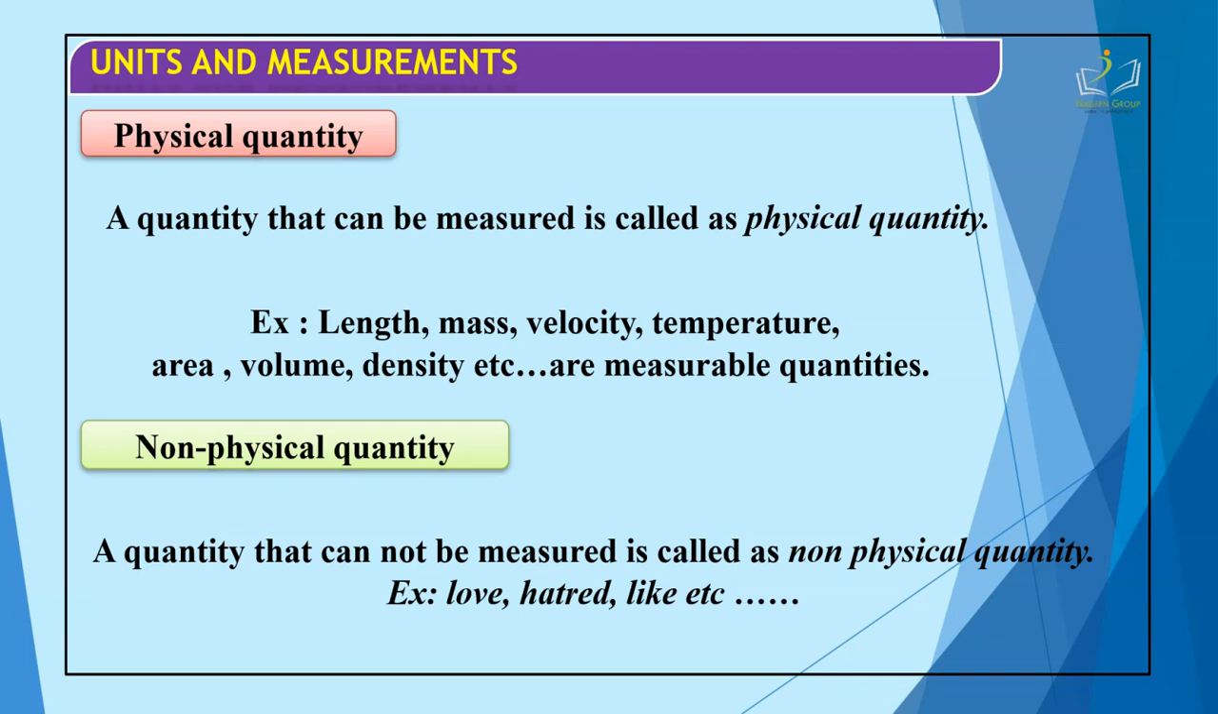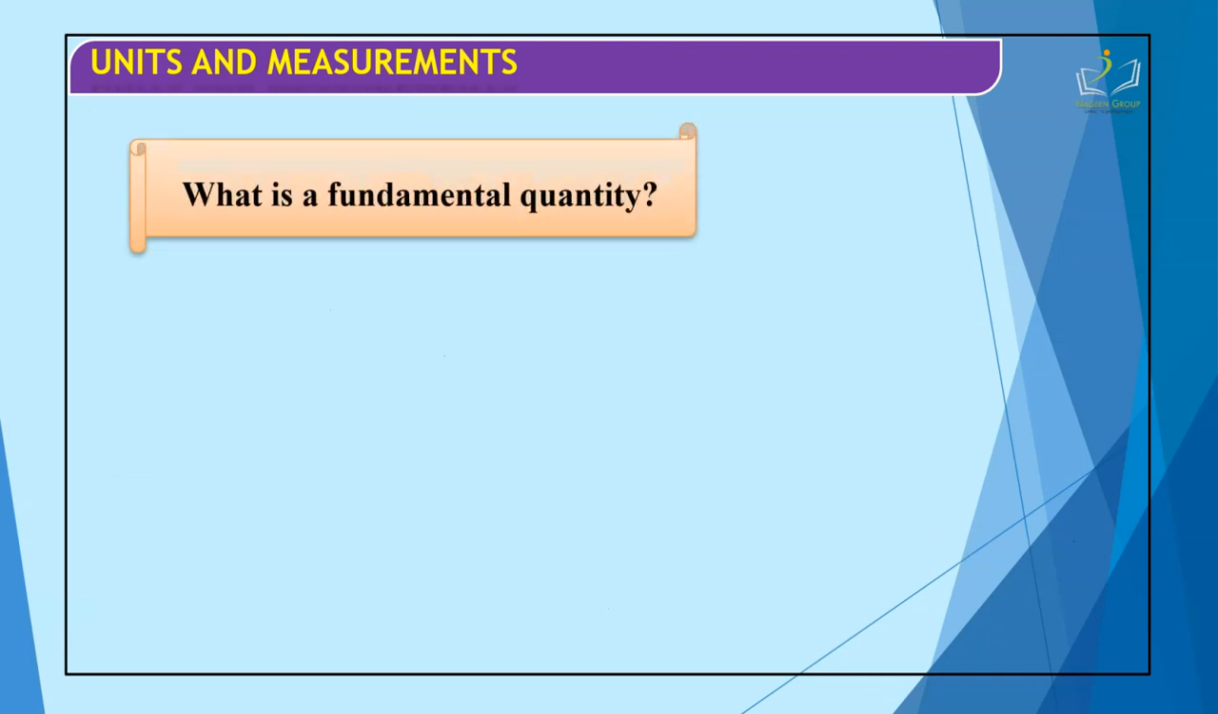If you are not representing any term with the help of a number, that means you are not able to measure that particular thing or quantity. So that kind of thing is called a non-physical quantity, which we can't actually measure. We feel that we love a lot, we like a lot, or we hate a lot, but a lot is not a particular measurement. Understood? So students, this is the kind of thing.